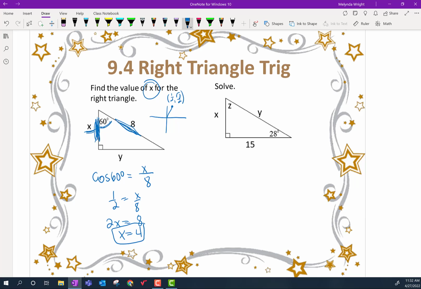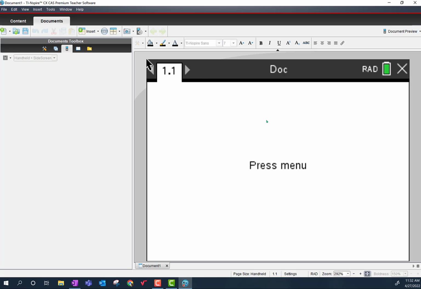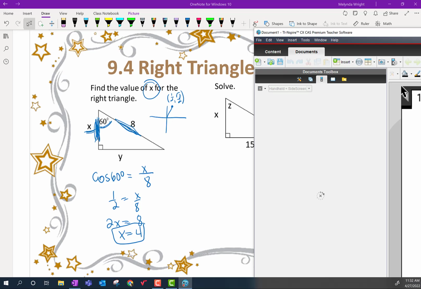Great. Now on this next one, it's not a unit circle value. So we're going to have to use our calculator. I'm going to pull up my calculator in just a second. We're going to set this up first so that I can show you how to input it in our calculator. But when they say solve, hey, my calculator just popped up.